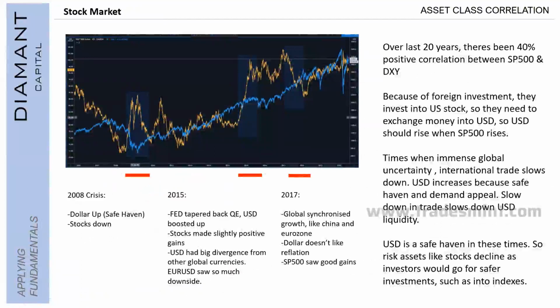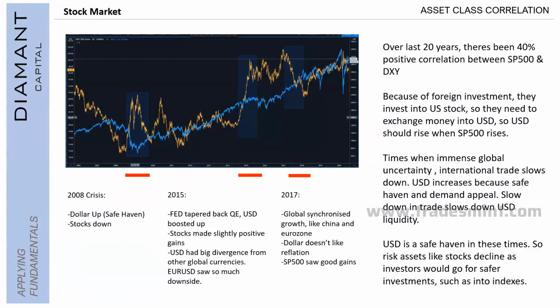So the second type that we're looking at is the stock market. Over the last 20 years, there's been a 40% positive correlation between the S&P 500 and DXY. Because of foreign investment, they invest into US stocks, so they need to exchange money into USD. Therefore, as more investment happens into the S&P 500, USD should also rise at the same time.